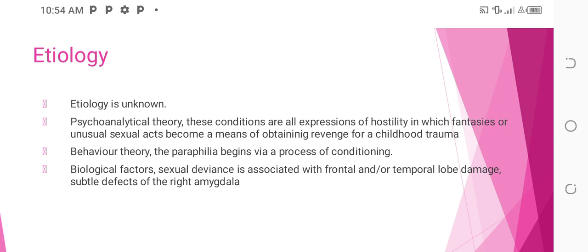So the person feels they have the right to dress however they like, then it grows up to become a disorder in adulthood. Then the biological factors: sexual deviance is associated with frontal and or temporal lobe damage. These are subtle defects on the right amygdala.